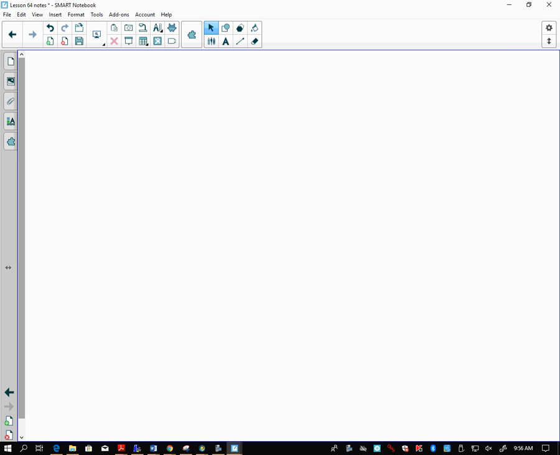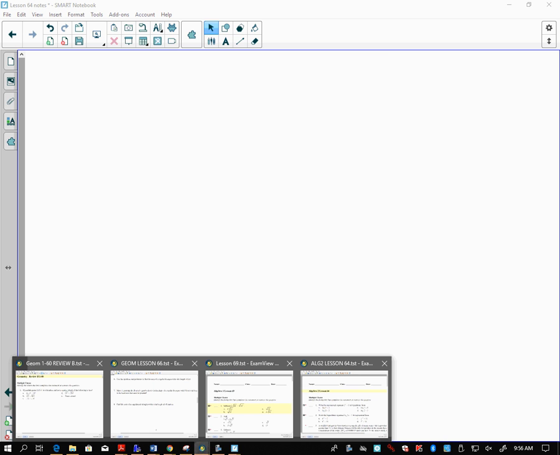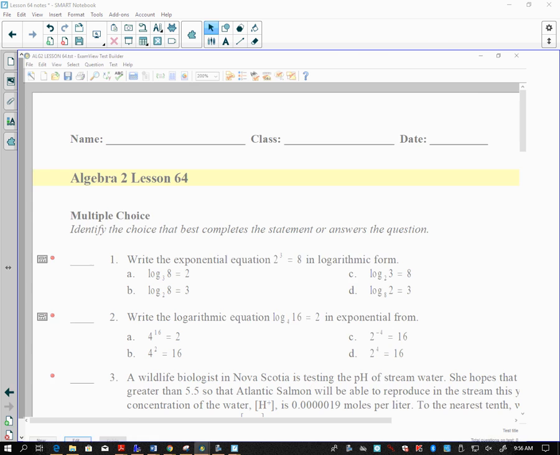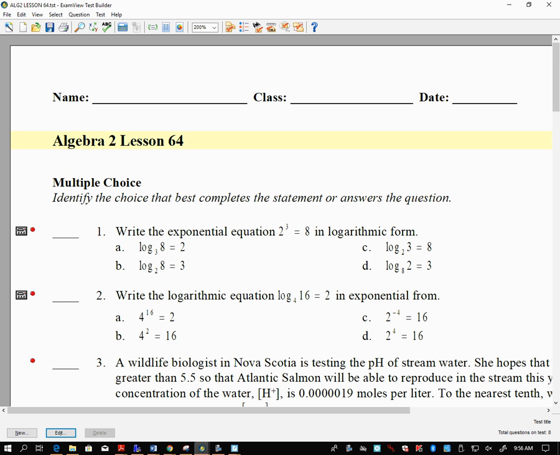All right, so that's it in terms of notes. Let's see if we can get into a couple of questions here before we run out of time. Okay, so we have 2 cubed equals 8. We want to change that to log form. So what's the first thing I want to write if I'm changing something to log form? Log, right? Keep it simple. First thing I'm going to write is log.